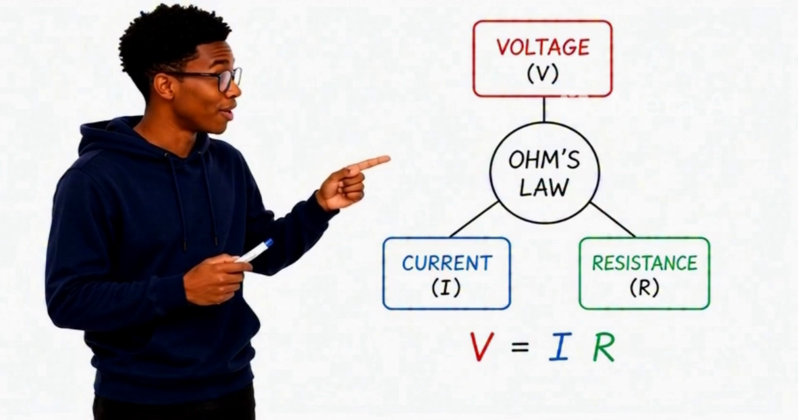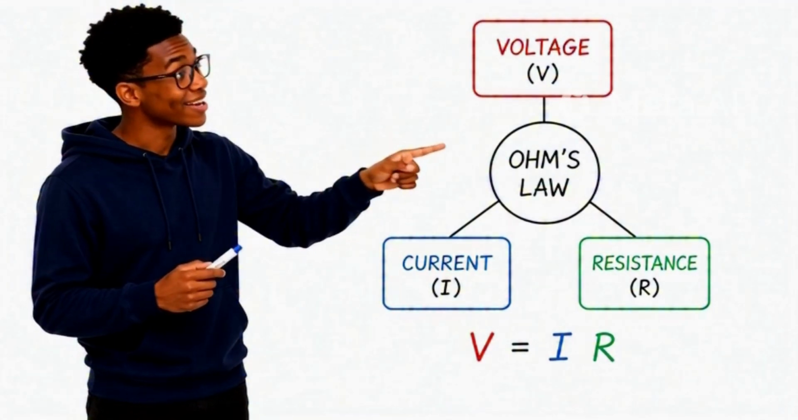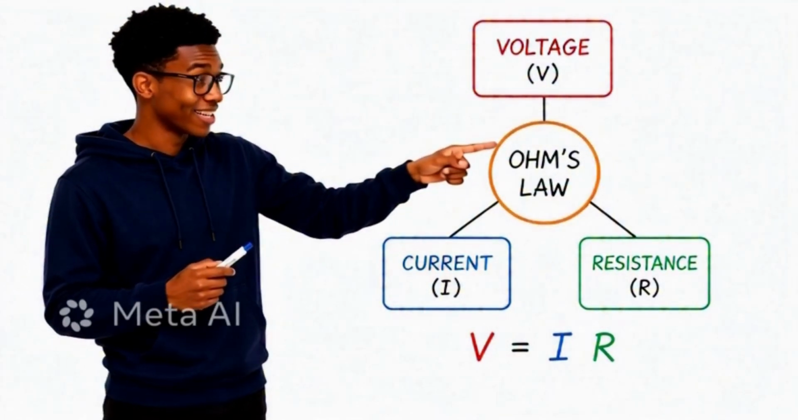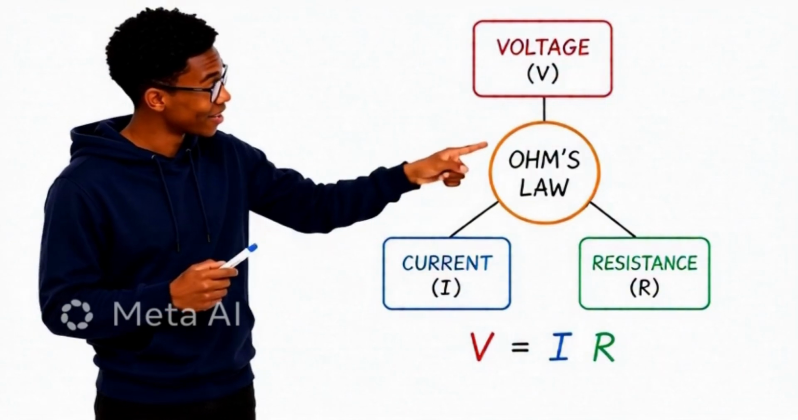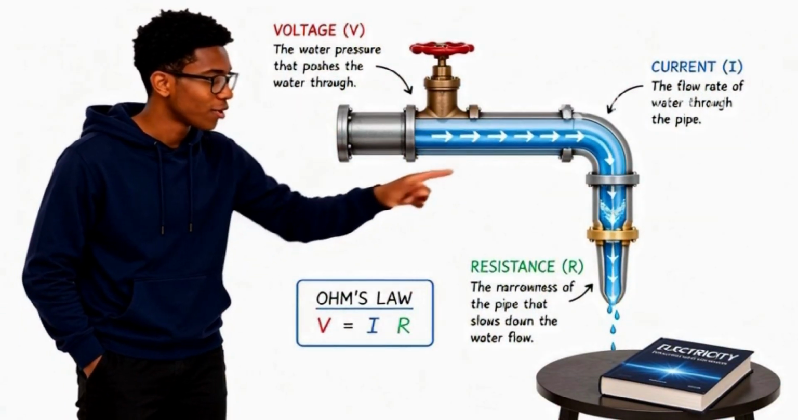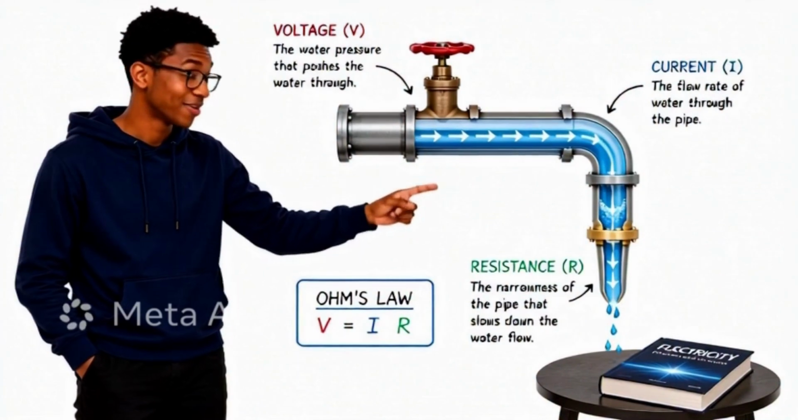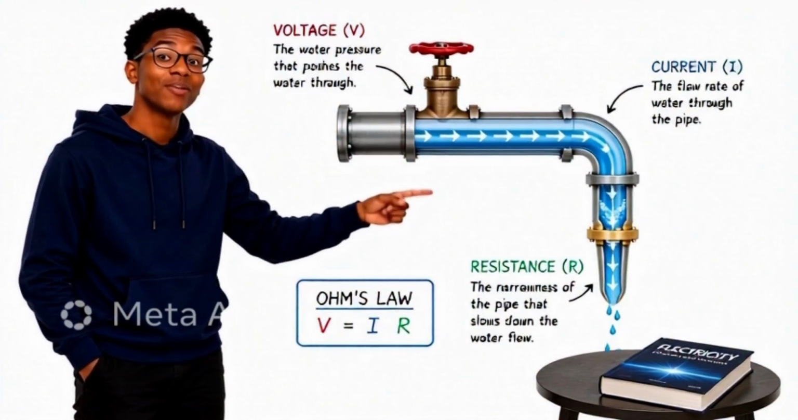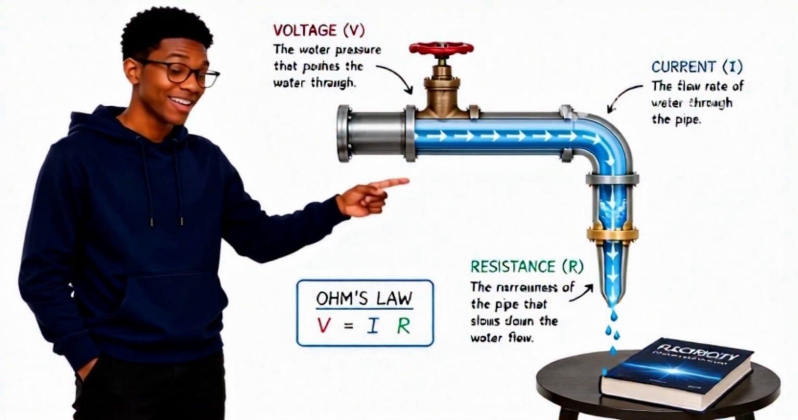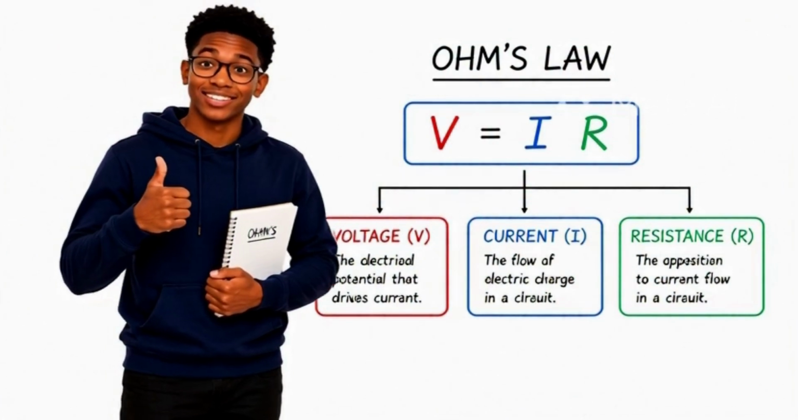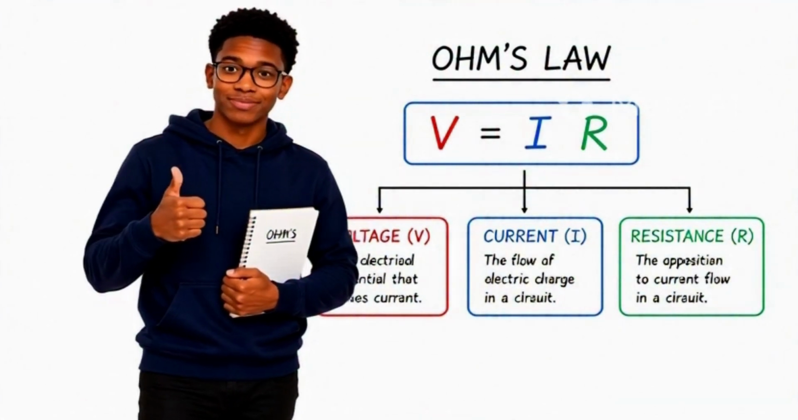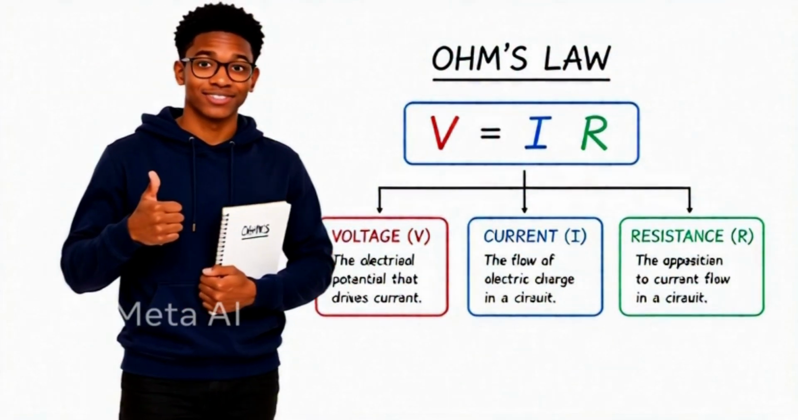Ohm's law connects these three electrical quantities. Engineers use it every day to design and analyze circuits. Think of electricity like water flowing through a pipe. Voltage pushes the water, current is the flow, and resistance acts like a narrow section of pipe. Now that we understand the basics, Ethan is ready to reveal the simple formula behind Ohm's law.